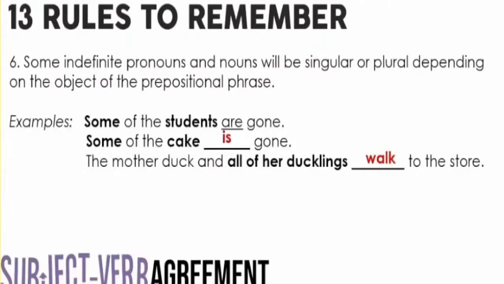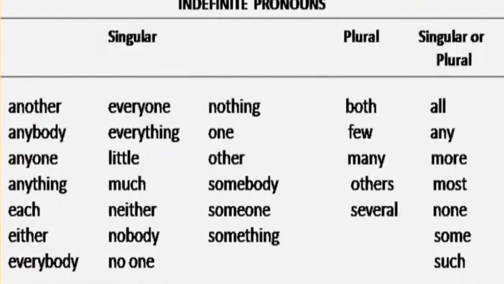Again, all is either singular or plural. So nakadepende siya ngayon sa ducklings. So yung ducklings ay plural. At kapag plural yung subject natin, di ba, hindi tayo naglalagay ng S sa verb. So dapat walk lang siya. Alright po. Thank you. So again, to show you the list, eto ulit yung mga examples ng singular or plural na indefinite pronouns. We need to watch out for these things kasi nakadepende yan sa prepositional phrase. On the other hand, ito pong mga ito, lagi po itong plural. Okay? Basta makita niyo yan sa sentence, they're always plural.